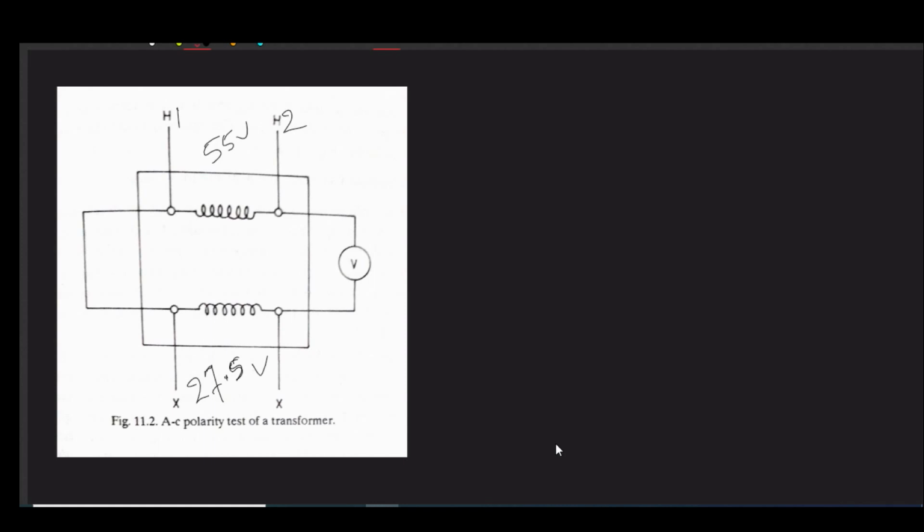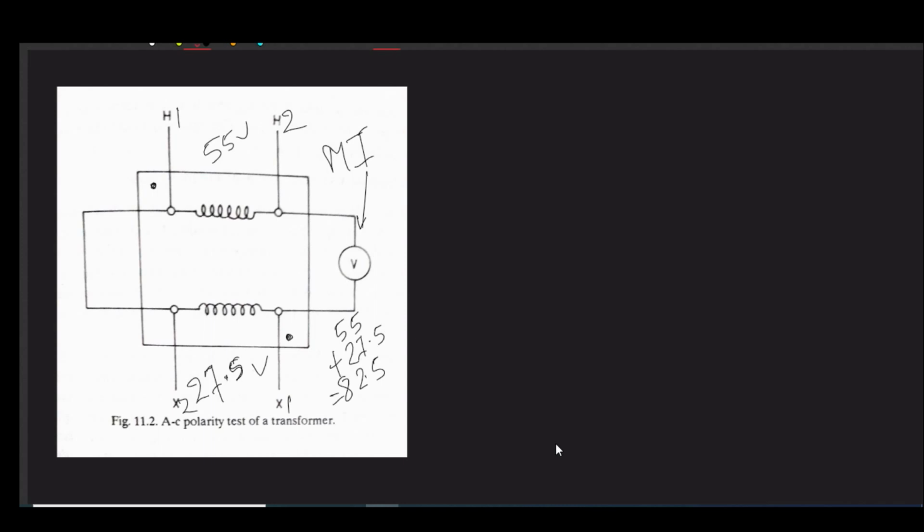Then what you will see is that the voltmeter, these are MI voltmeters, moving iron voltmeters, because this is AC current, so we have to use an MI voltmeter. If this voltmeter reads 55 plus 27.5, that is 82.5, then it clearly indicates that if this is H1, H2, then this one is X1 and this one is X2. So this is an example of additive polarity.